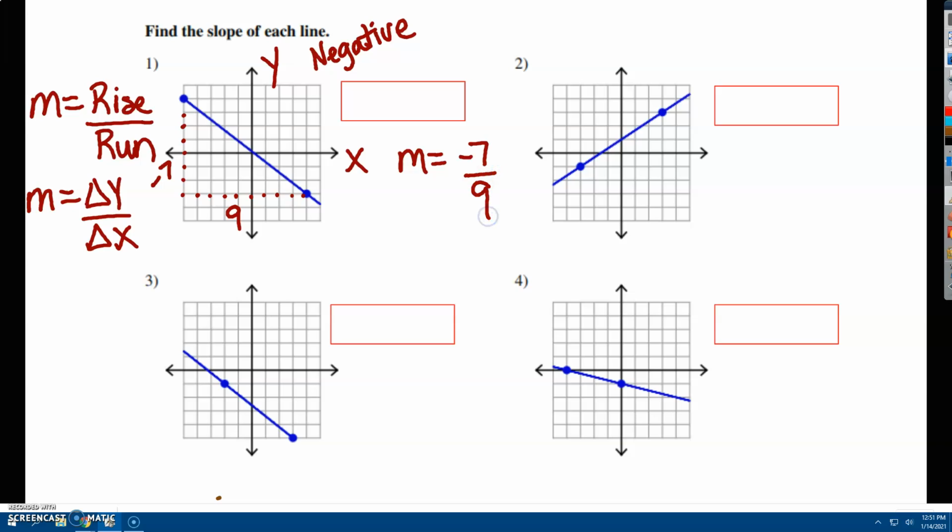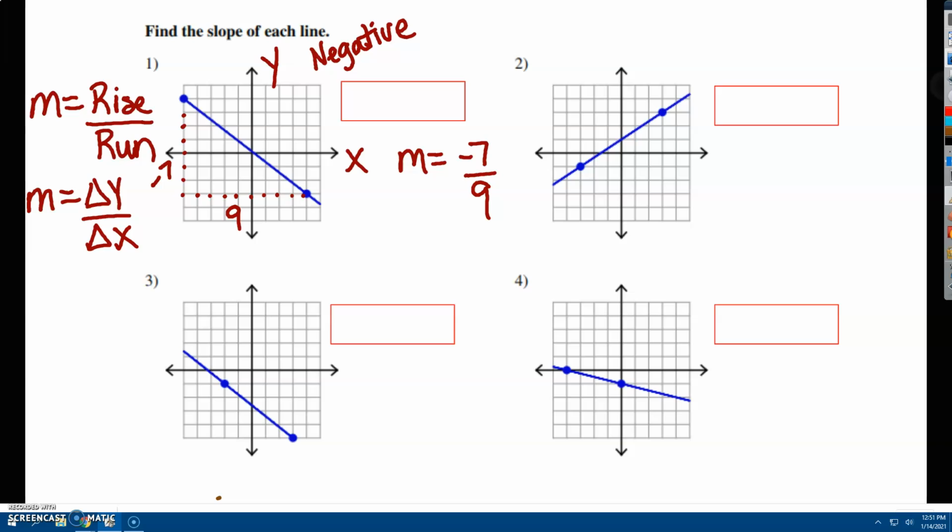Now you should be saying to yourself, can I reduce that any farther? Can I make that a smaller fraction? And you'll find that you cannot. Negative 7/9 is already reduced. So that's what your slope is. You would rise or go down 7, and you would run 9, in this case to the right.